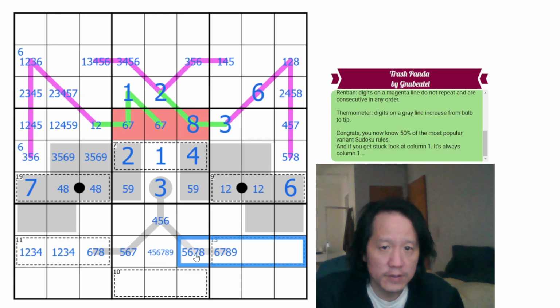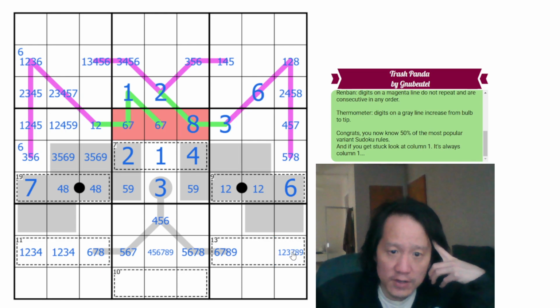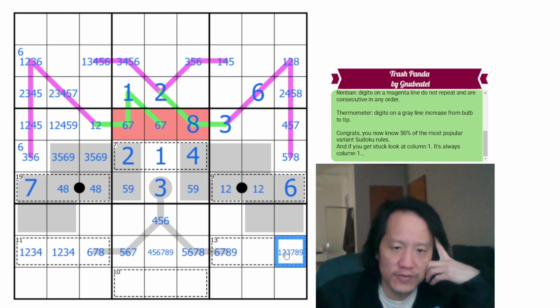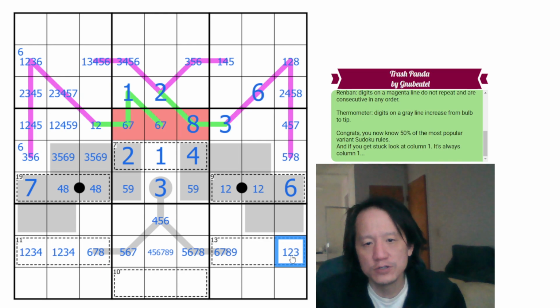Now here, this cannot be 4, 5, or 6. So this is 1, 2, 3, 7, 8, 9. But if this is 7, 8, or 9, at minimum, this would have to be 6, 7, and 1, right? If this cell were 7, 8, or 9, this is at minimum 6, this is at minimum 1, and this is at minimum 7. So that would add up to 14 at least, and it only adds up to 13 here. Therefore, this cannot be 7, 8, or 9. It must have one of 1, 2, or 3.